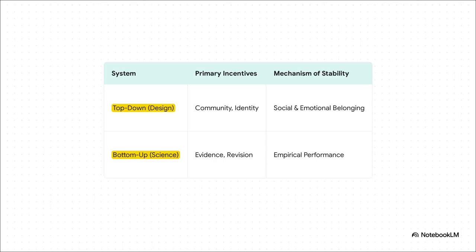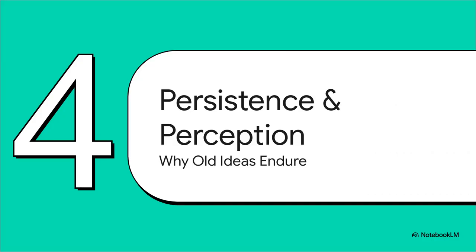Then you have the bottom-up, scientific system. It runs on a totally different set of rules. The incentives there are all about evidence, about being able to prove something wrong. And it stays stable because it's constantly correcting itself based on what we can test. And when you grasp that these two systems are running on completely different incentives, you really start to understand why the old ideas are so persistent. It's the key to figuring out why that intuitive, top-down explanation is still so powerful, even today.